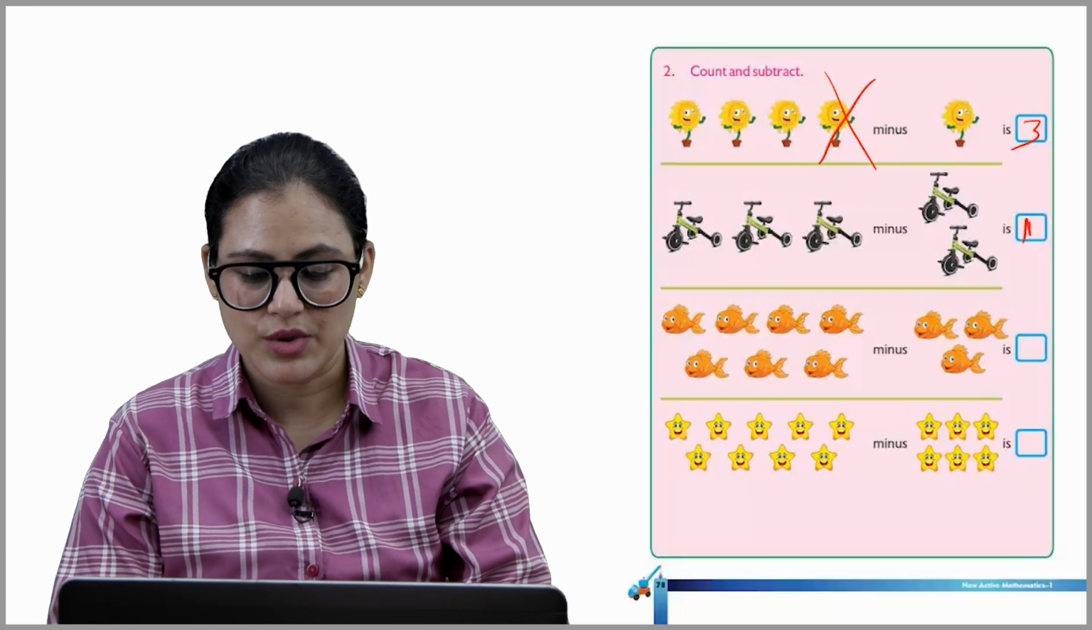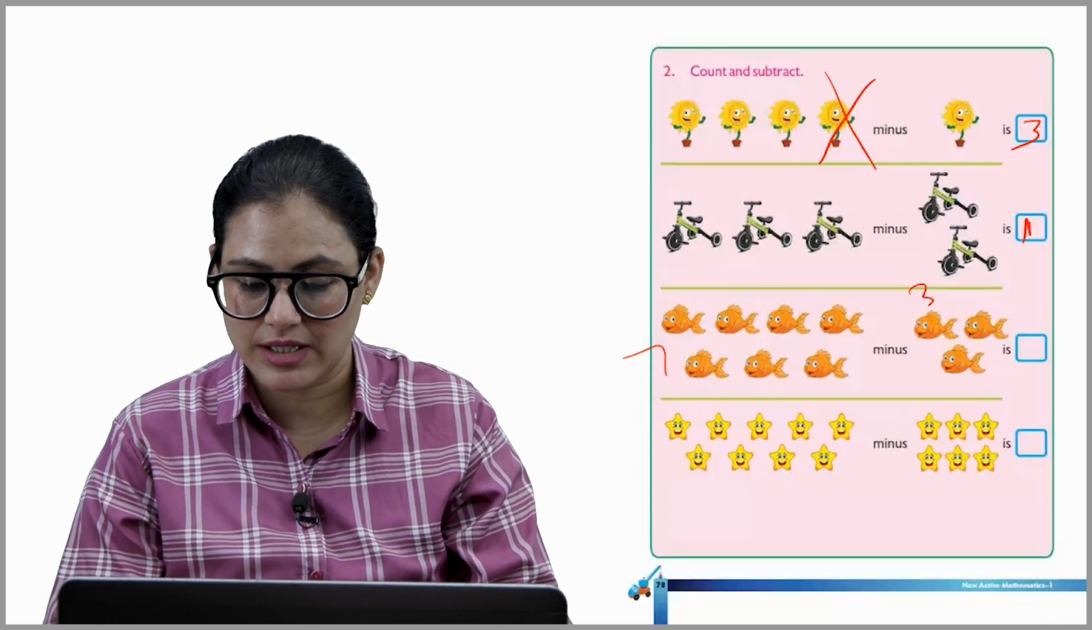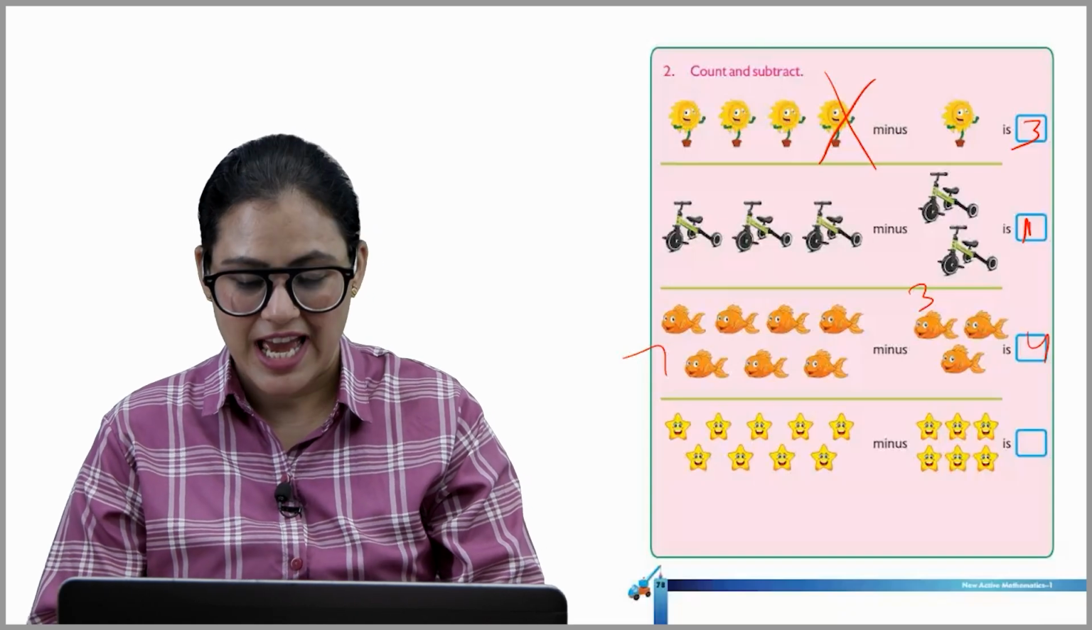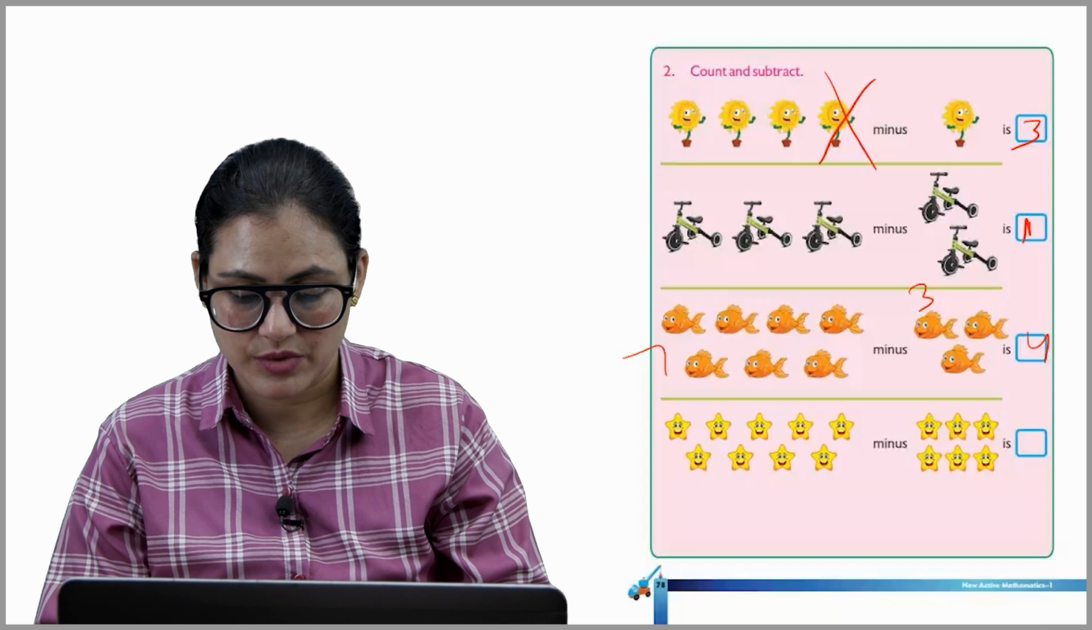Okay. 1, 2, 3, 4, 5, 6, 7. 7 minus 3 is 4. And 9 minus 6 is 3.